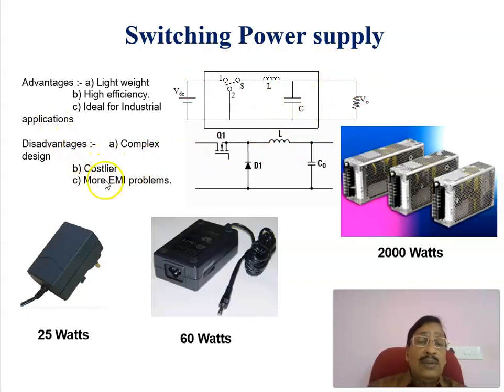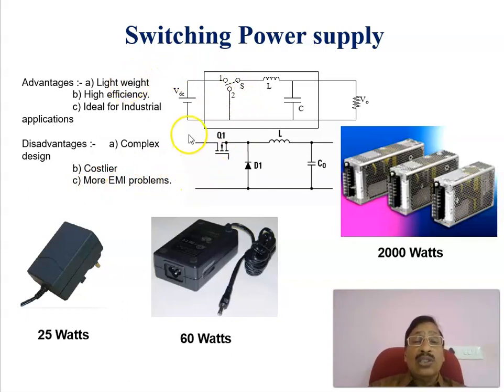The disadvantages are that the cost is relatively high, and there is electromagnetic interference, because it is operating at a very high frequency, maybe 10 kilohertz or 20 kilohertz. That is why the electromagnetic interference would be large.